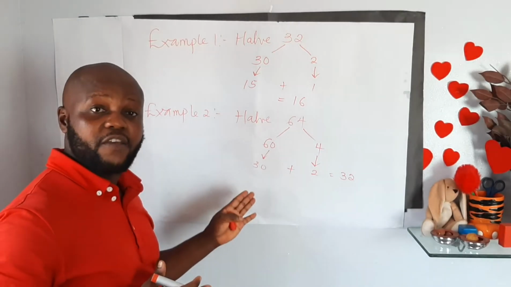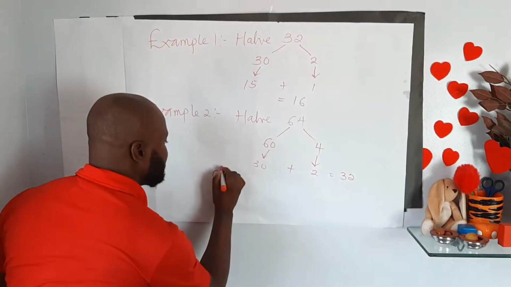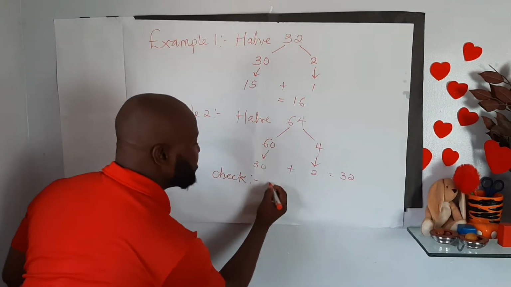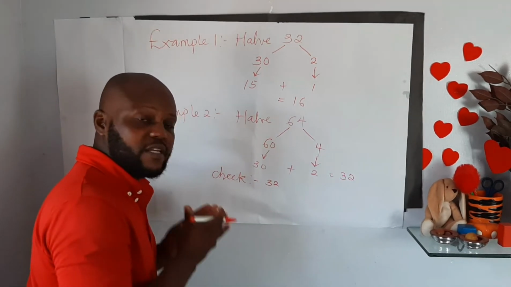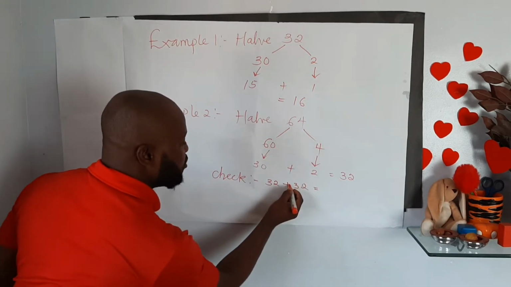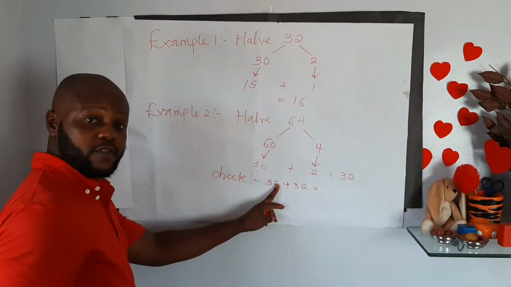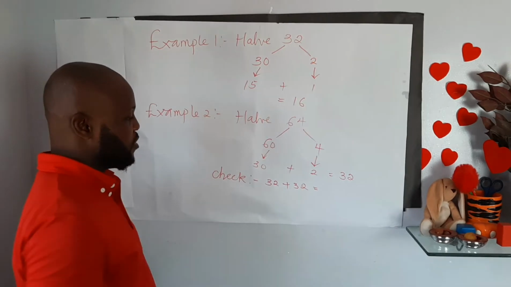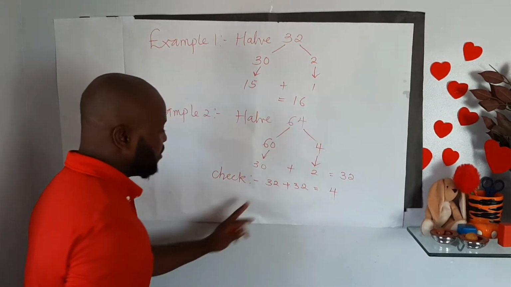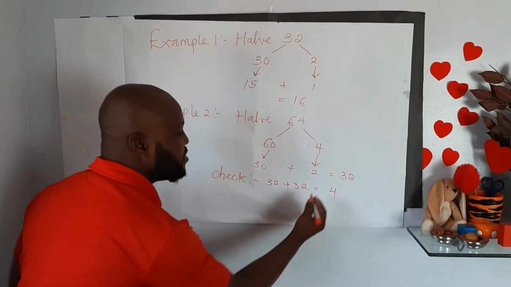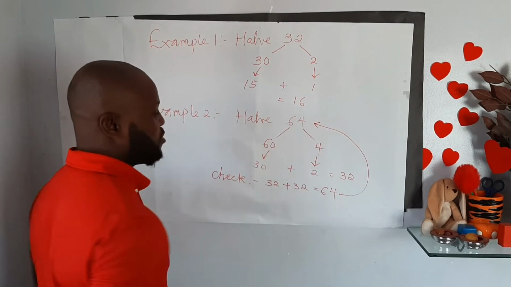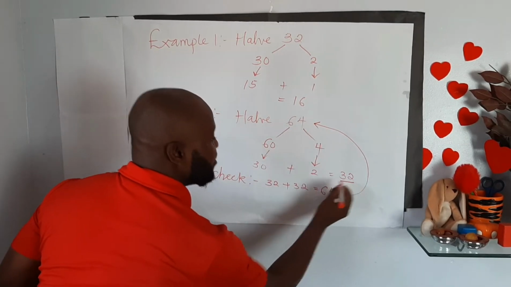You can check if your answer is correct. Now let's check. I'll check by adding 32 to itself. That is 32 plus 32. I know that this is 3 tens and 2 ones. It's also 3 tens and 2 ones. So I'll go with the ones. 2 plus 2 is 4. Then 3 tens plus 3 tens is 6 tens. So this is the same thing with this. So it means my answer here is correct.